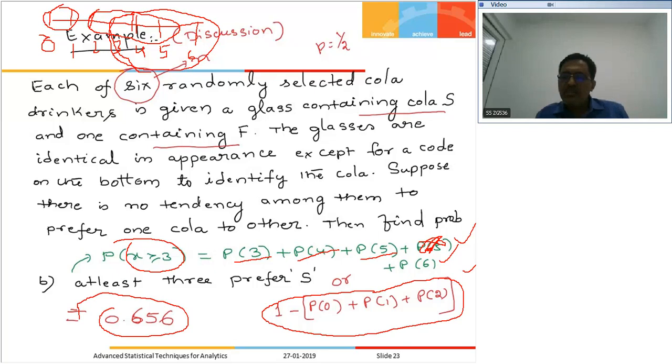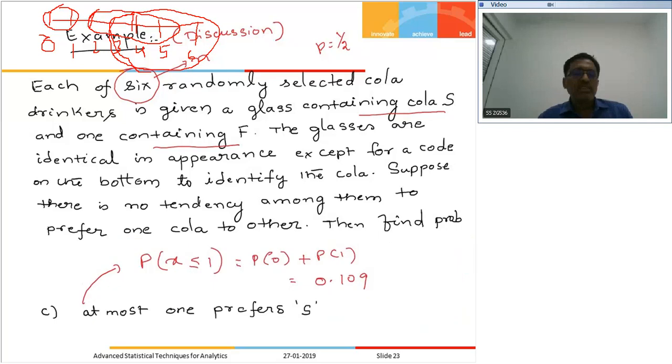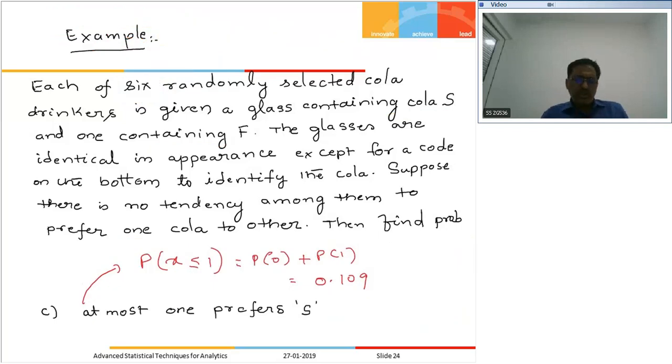So at any point of time, they can take only one glass at a time. One glass they will pick, either it may be yes or yes. So after the second one, third one, very simple. At most one means less than or equal to 1. That means P of 0 plus P of 1.